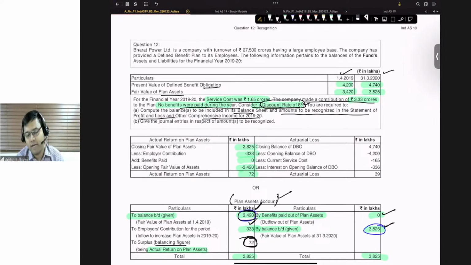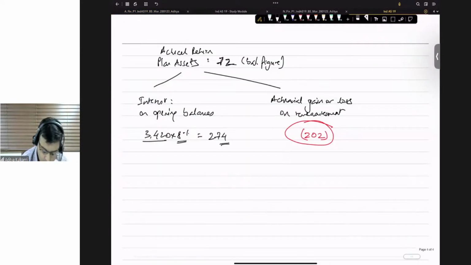But sir, discount rate is only for the obligation. No, it has to be considered for the net obligation. Net obligation is after adjusting the plan asset. That means this 8% is also the income generated by this plan asset, 274. But sir, my actual return is only 72.